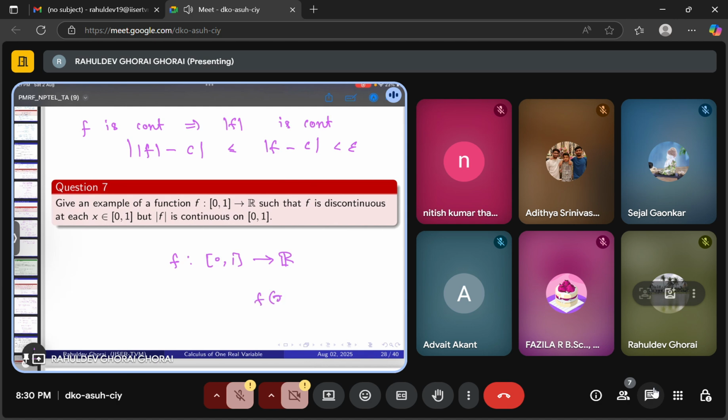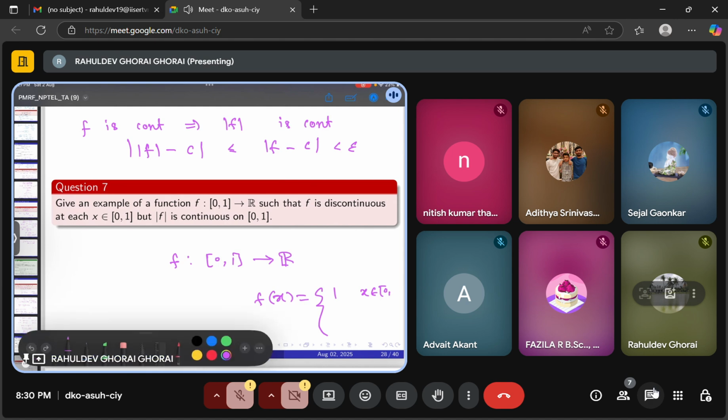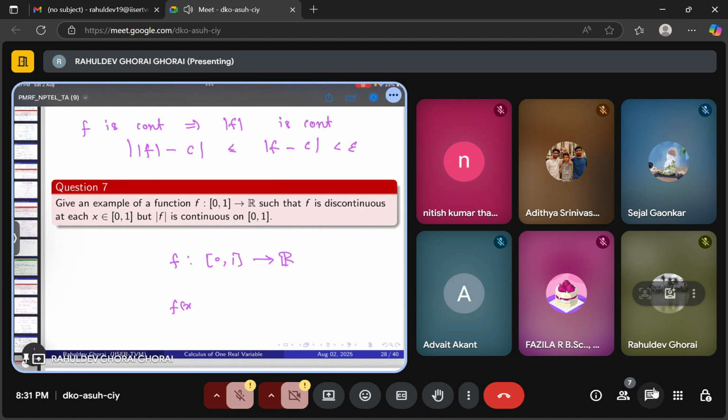If you don't know, I give you a function like this. Okay, I'll write it here, I'll have some more space to write. f(x) is equal to 1 when x belongs to [0,1] intersection Q complement, and 0 when x belongs to [0,1] intersection Q. Okay, so this function is discontinuous at each point of 0 to 1. That you can prove. Okay, so this is a function.